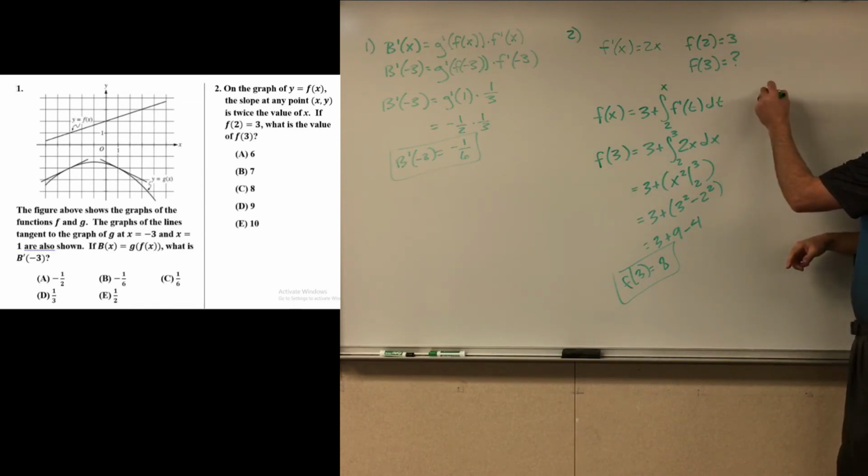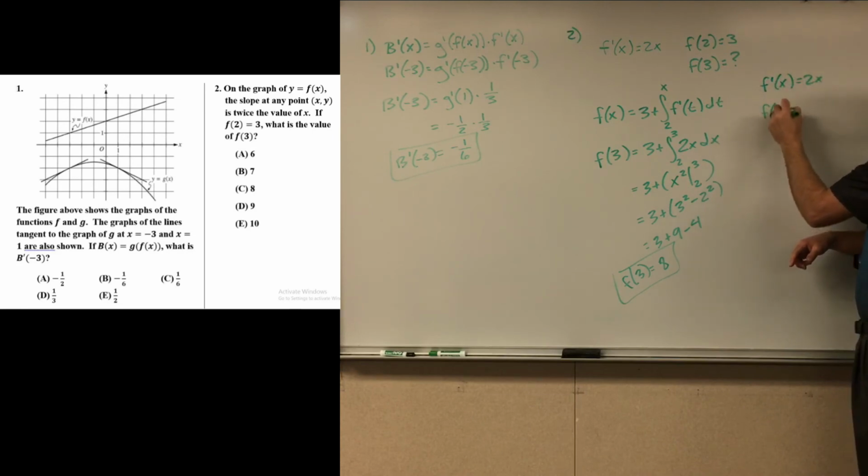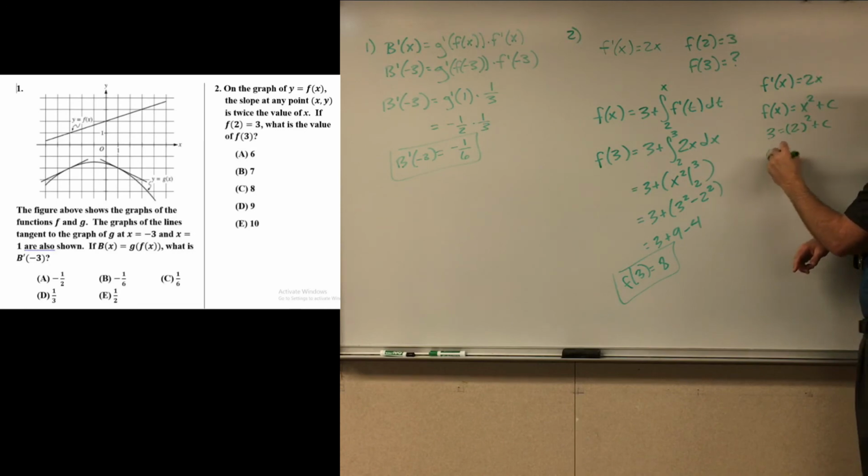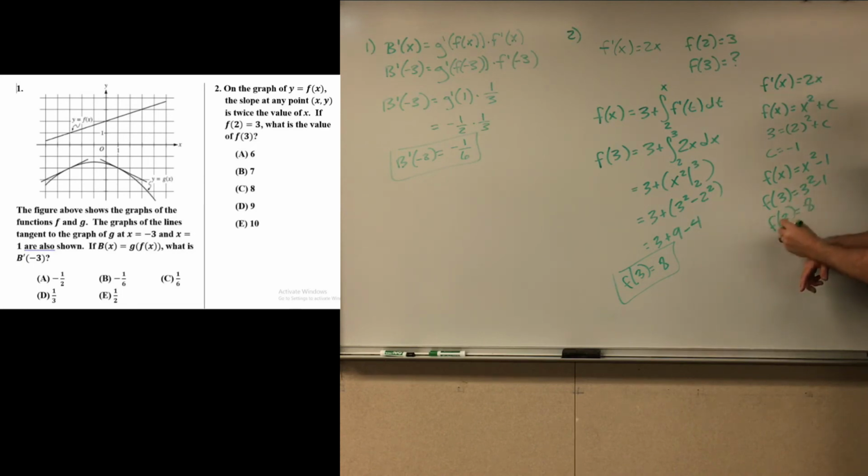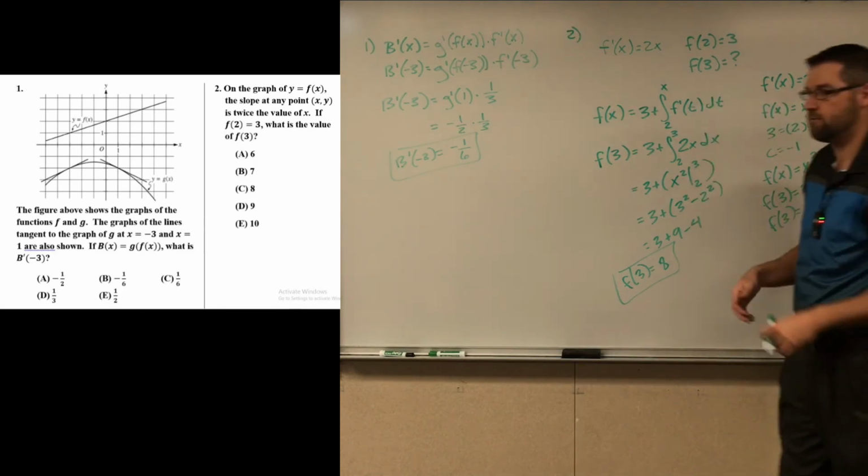Antiderivative. So if f prime of x equals 2x, then f of x equals x squared plus c. And then we'll plug in our initial conditions. So you got 3 equals 2 squared plus c. And ultimately c equals negative 1. So f of x equals x squared minus 1. And then we're looking for f of 3, so we're just going to plug that in. So 3 squared minus 1 is 8. So either way it works. Obviously, this looks a lot simpler, right? But you got to get used to this format as well.